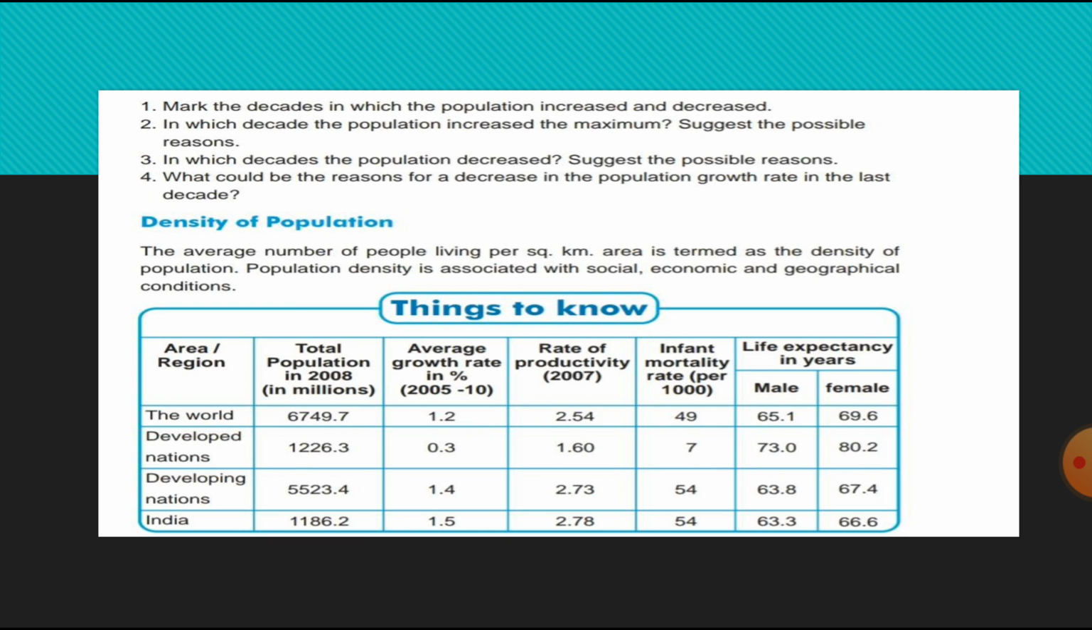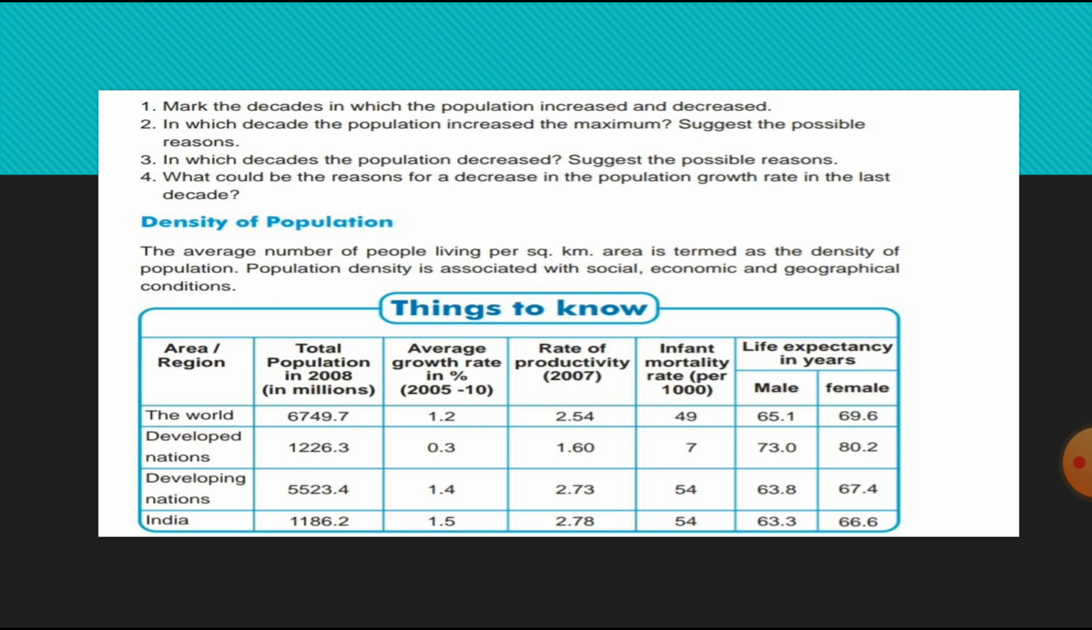See, after that they have shown us the things to know. They have given the areas and the regions, according to the world and developed nations. See, there is a difference between developed and developing nations. Developed means things are already developed in that nation, and developing means coming ahead, rising day by day. And India, they have shown all this, and they have also shown the total population in 2008 in millions.